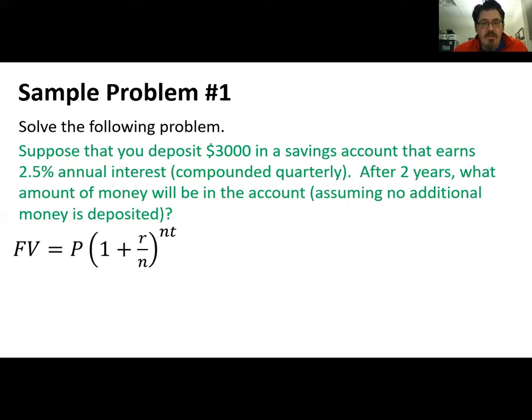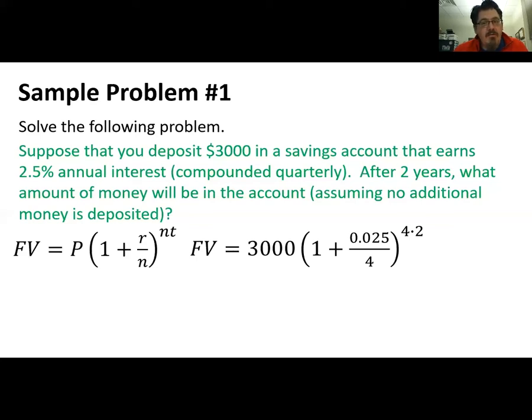We'll talk about what each value is and where it goes in the formula as we look at the next step. We start by writing in the principal amount, or that initial amount that was deposited. So $3,000 goes in for the principal. In the parentheses, the 1 is just part of the formula, 1 plus, and then in the fraction, R over N, R is the interest rate written as a decimal. So make sure you convert 2.5%, moving the decimal point 2 spaces to the left to get 0.025.